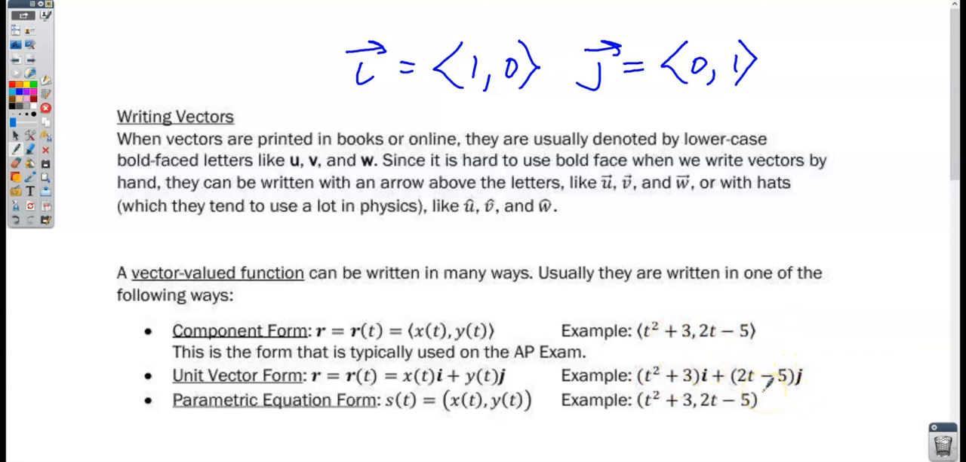And then of course there's just a parametric equation form, where sometimes we write this as a position function as a point. This means the same thing. We are going to use this form probably 90% of the time, use this form probably 9.9% of the time, and then this form I'm barely ever going to use. All right.